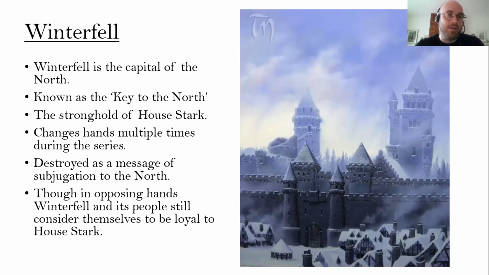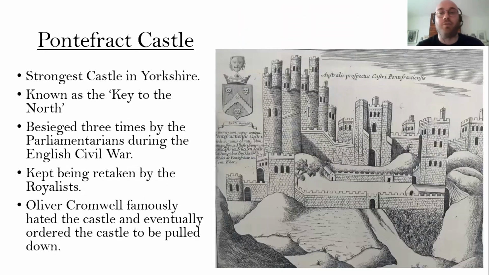And I think that Winterfell is completely based on Pontefract Castle. Now, Pontefract Castle was the strongest castle in Yorkshire and played a key role in the English Civil War. It was actually known as the key to the North, as was Winterfell in the Game of Thrones world. It was besieged 3 times by the parliamentarians during the English Civil War, and it was actually taken 3 times by the parliamentarians. And it kept being retaken by the royalists. As soon as the parliamentarians took it, the royalists took it back because it was such a key part of the royalist stronghold in the north.